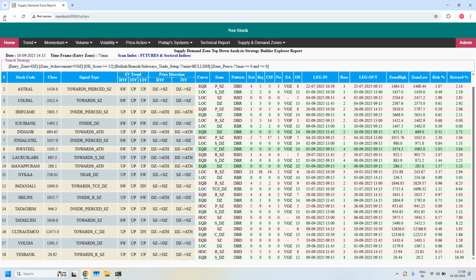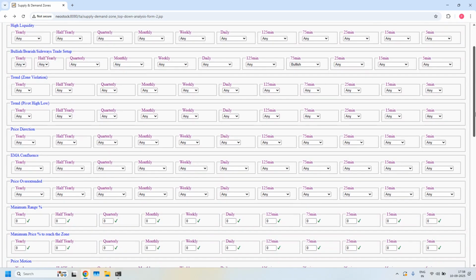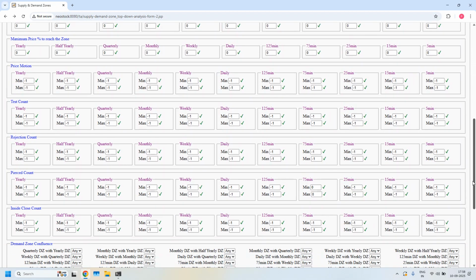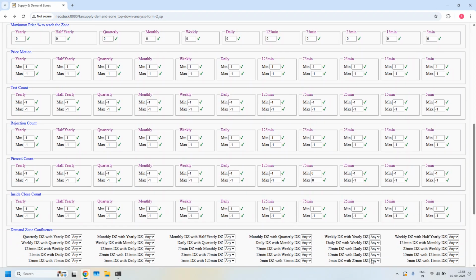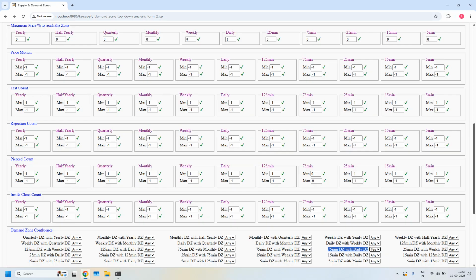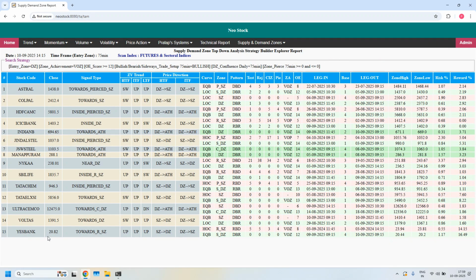First strategy, LTF and ITF demand zone confluence, and then ITF EMA confluence. First demand zone confluence, LTF and ITF, that is 75 minutes and daily demand zone confluence. Applying the filter on the 18 stocks, we got 15 stocks. In all the 15 stocks, all these 75 minutes demand zones are overlapped with daily demand zone. And the daily trend, that is ITF trend, is uptrend in all the stocks.